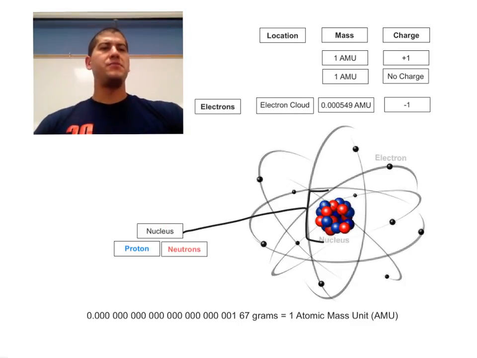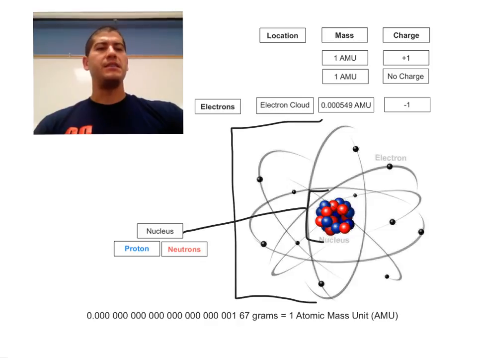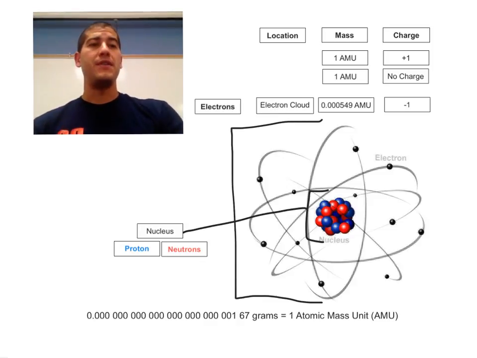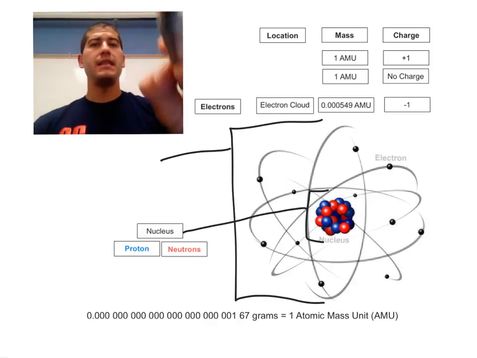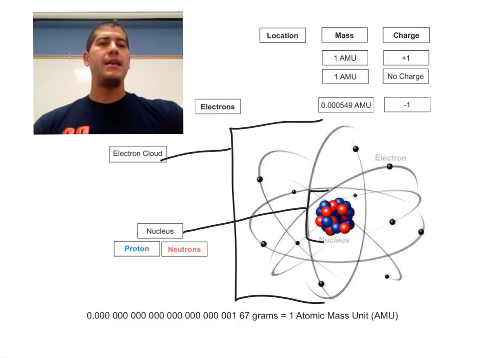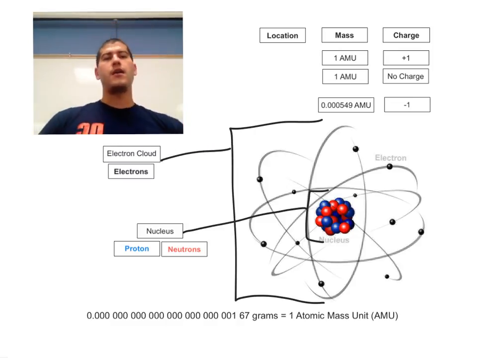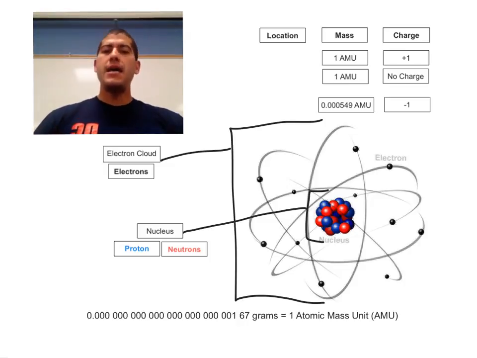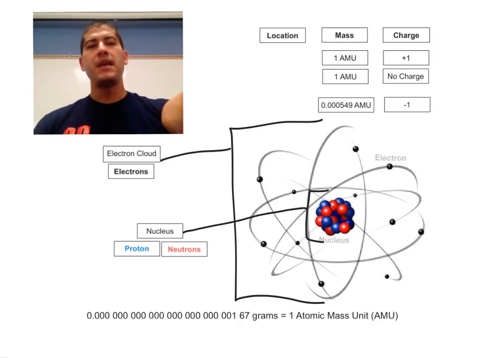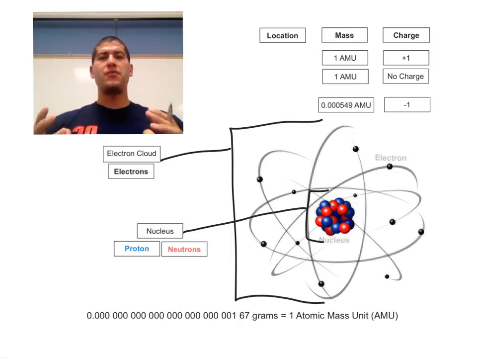The second major region surrounds the nucleus and is a lot bigger than the nucleus. It's called the electron cloud, and you guessed it, the subatomic particle that can be found there are electrons. Now, unlike protons and neutrons that make up the nucleus of the atom, electrons are constantly moving around in the electron cloud. They're orbiting the nucleus at incredibly high rates of speed.